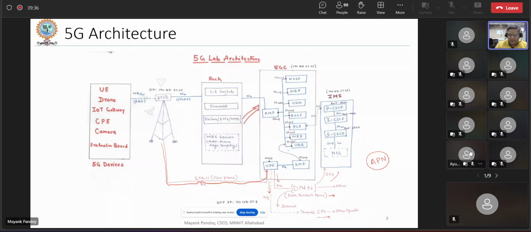So for our mobile phone, generally there are two DNNs. One is the IMS, for the VoLTE call. It's not VoLTE now, it is Voice over New Radio, VoNR we say. And another data network is our internet. So there are two data networks through which our mobile node is going to be connected. And the path is from gNodeB to the UPF and from UPF to the data networks, whether it is internet or IMS.